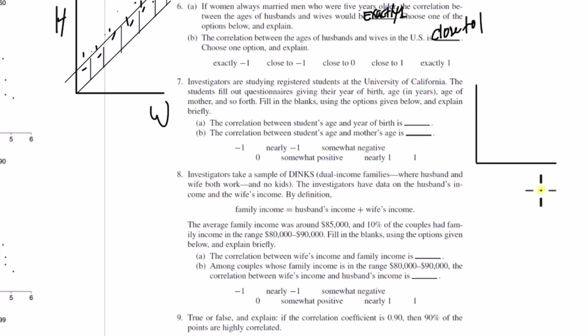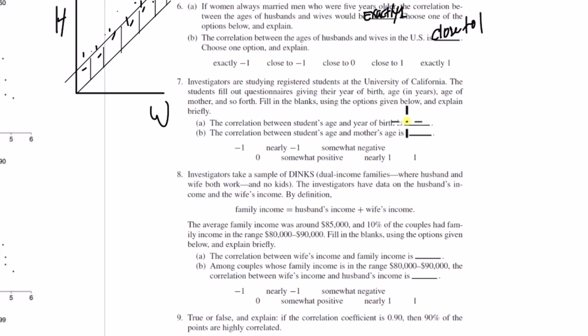So the student's age and year of birth, the older they are, then how does this work? Okay, well, we would start at like 1980-something, and then it would go up to the 2000s. So the older the student, the smaller the year of birth. The younger the student, the larger the year of birth. So yeah, it would be perfectly -1. Because once you know the student's age or year of birth, then you know exactly what the other is, right?